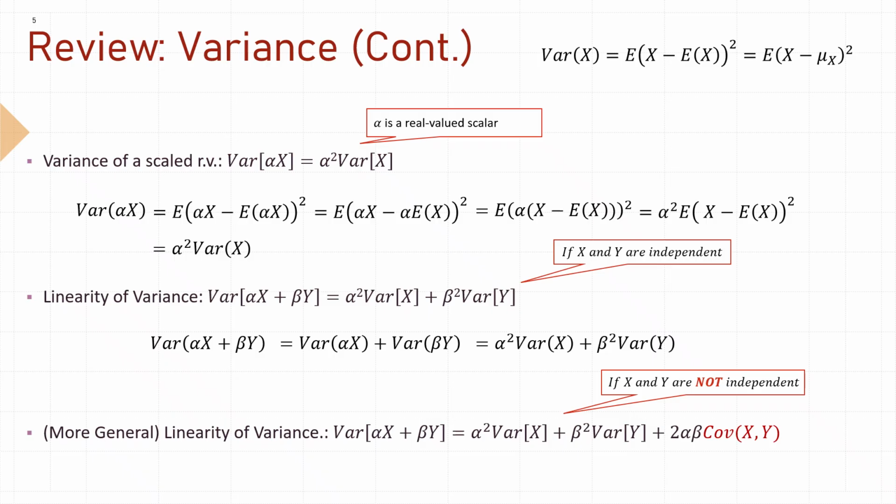For dependent variables x and y, the variance of alpha x plus beta y is alpha squared variance of x plus beta squared variance of y plus 2 times alpha times beta times the covariance of x and y, and the variance of alpha x minus beta y is alpha squared variance of x plus beta squared variance of y minus 2 times alpha times beta times the covariance of x and y.